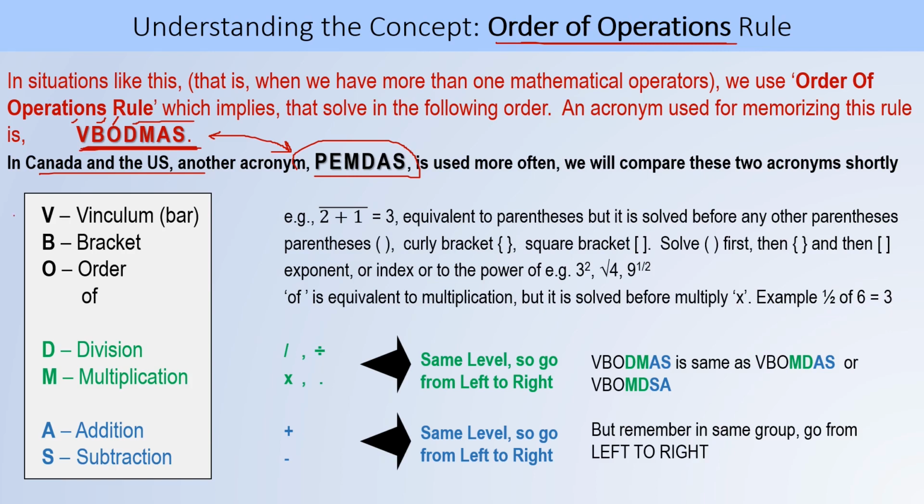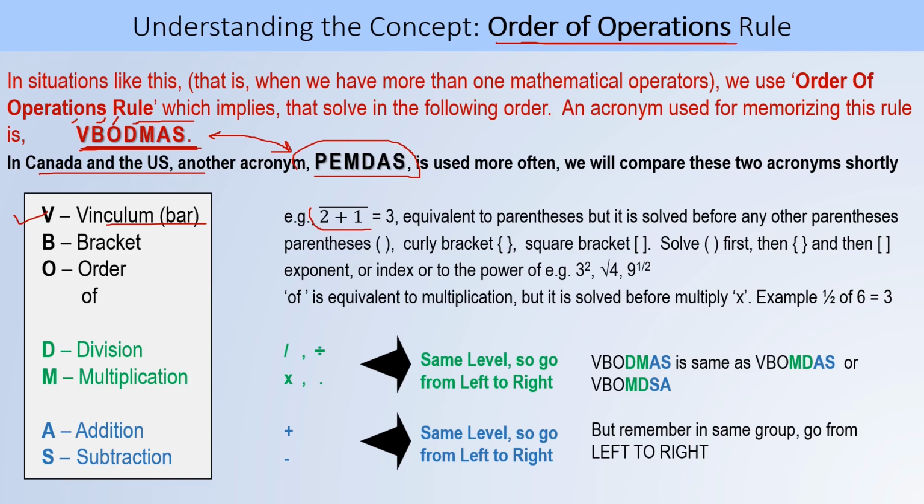But what does this VBODMAS stand for? VBODMAS stands for V as vinculum bar. For example, you can see in this expression we have a bar on top of 2 and 1, so this is called a vinculum bar, and this should be solved first of all. If in a given expression we have this bar, then we first resolve this bar, and in general you can see that the bar is somewhat like a bracket only.